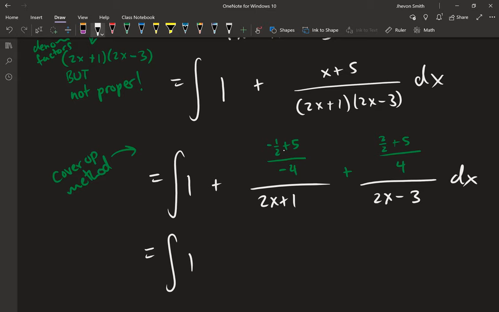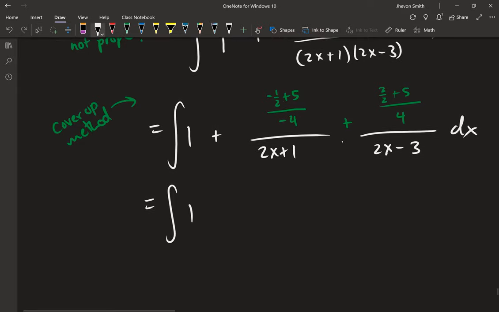Now I'm going to simplify that a little bit. What is 5 minus 1/2 over minus 4? I mean, you could do something like multiply by 2 over 2 if you wanted. And that would look like minus 1 plus 10, which is 9 over minus 8. So it's minus 9 over 8. So this is minus 9 over 8 over 2x plus 1. Similarly here, I can do that thing, multiply by 2 over 2. That is going to give me 3 plus 10, that's 13 over 8, it looks like.